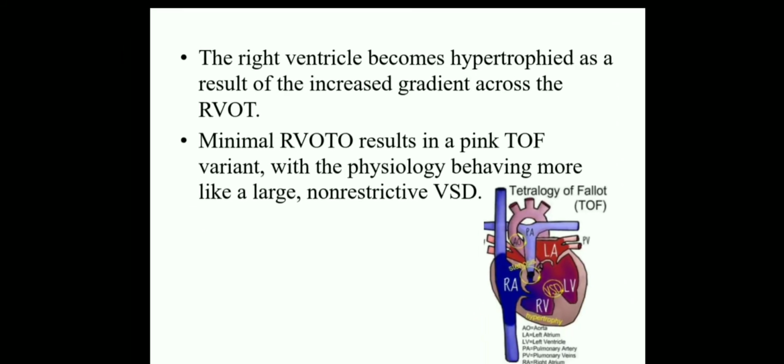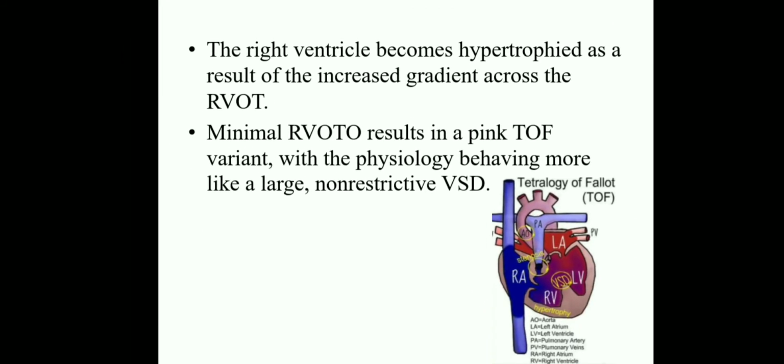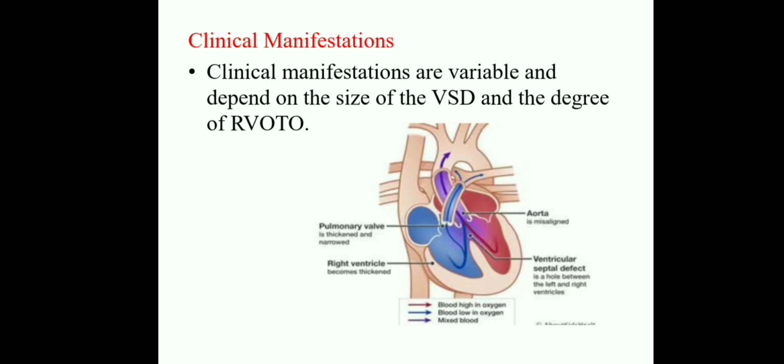What does pink tetralogy of Fallot mean? If the right ventricular outflow tract obstruction is minimal, meaning very narrow, very small, at that time the baby does not have that much cyanosis. So the pink TOF is there, with physiology more like a large non-restrictive VSD. If the ventricular septal defect is big, at that time the child has cyanosis. Okay, and next, that is the pathophysiology.